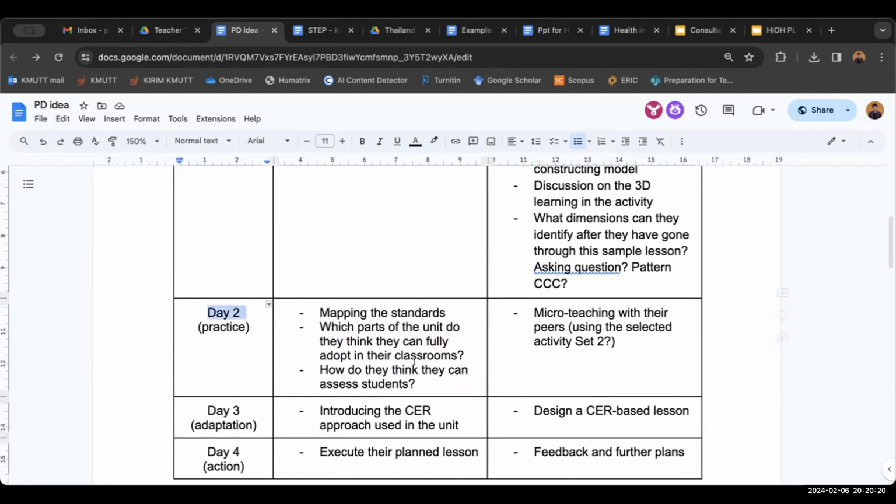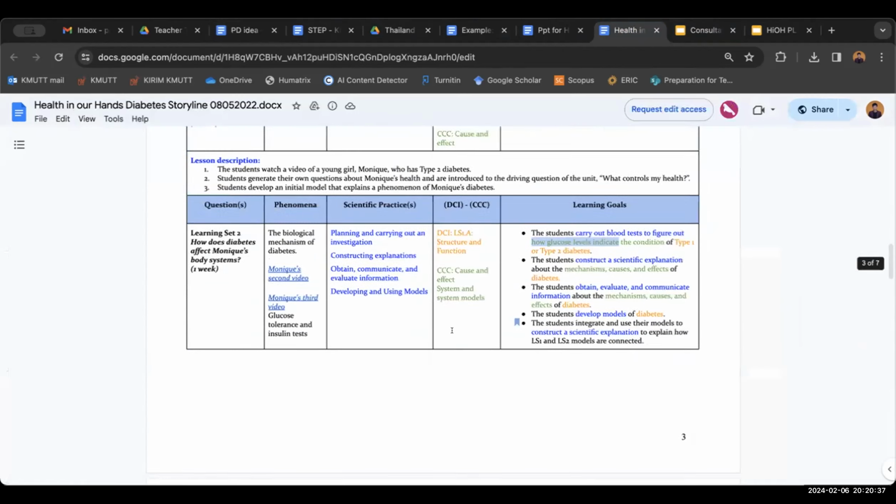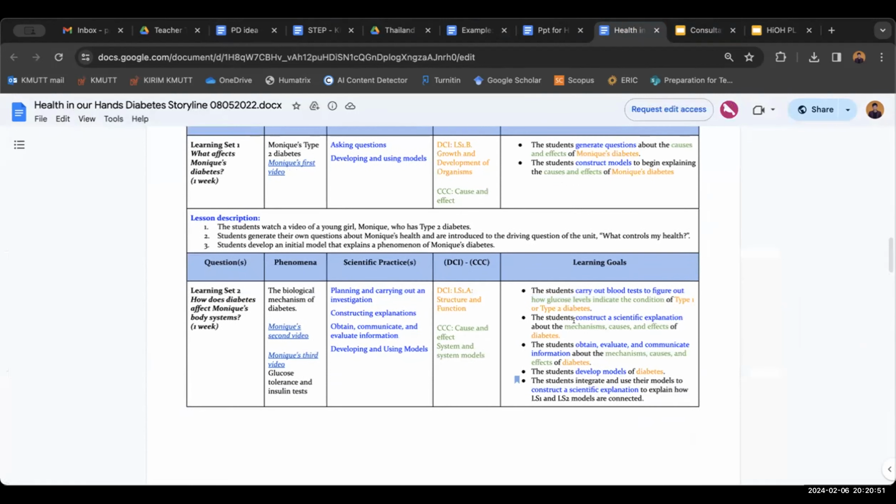I think that can take place on day 2, but instead of letting them choose which learning activity they would like to execute, maybe we can just choose set 2, this one, for them to carry out the blood test to figure out. And I think it's an opportunity to start learning how to construct scientific explanation as well. Okay, yeah, good.